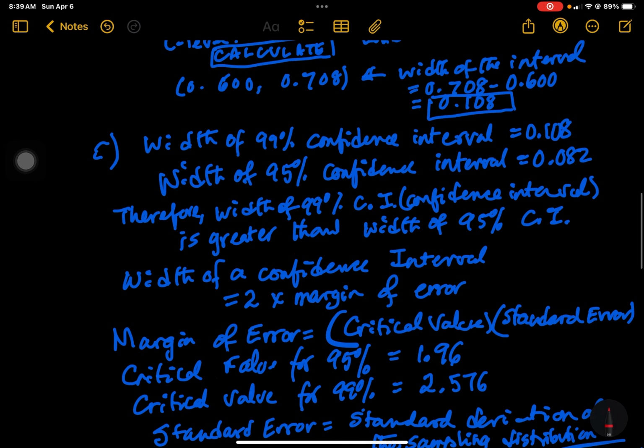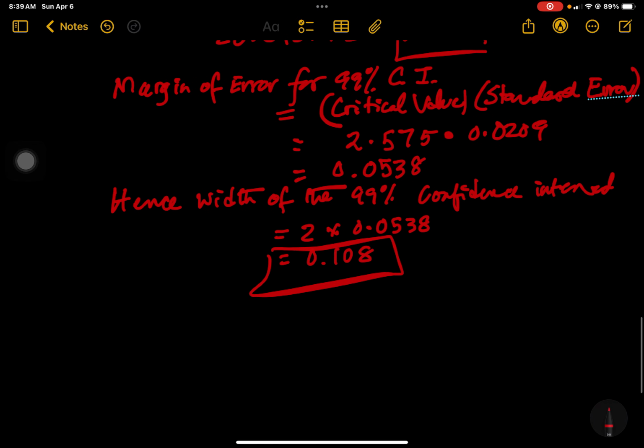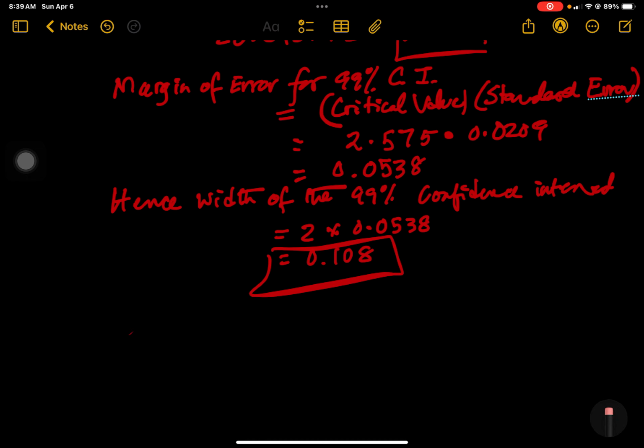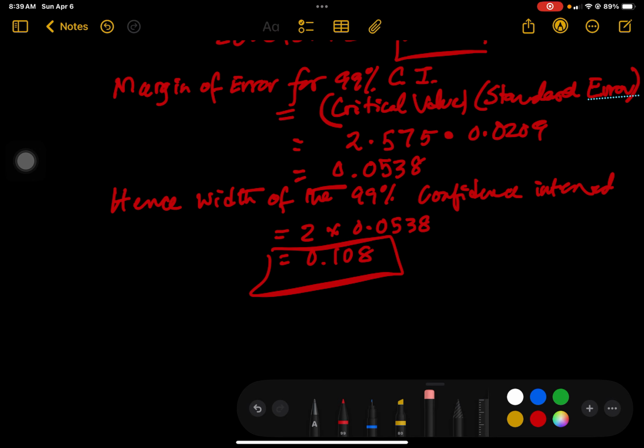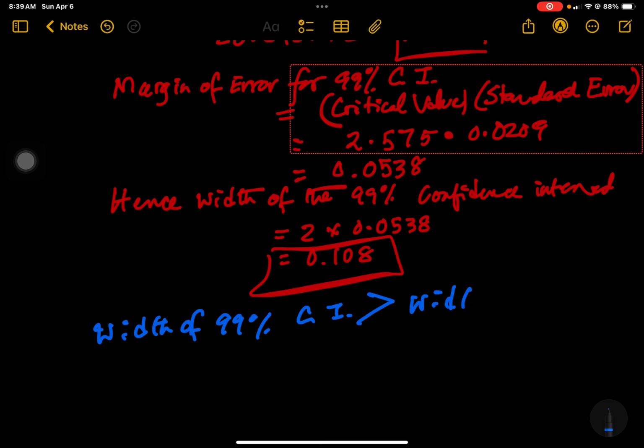Let me erase this. Width of the 99% CI is greater than width of the 95% CI. That is the final conclusion.